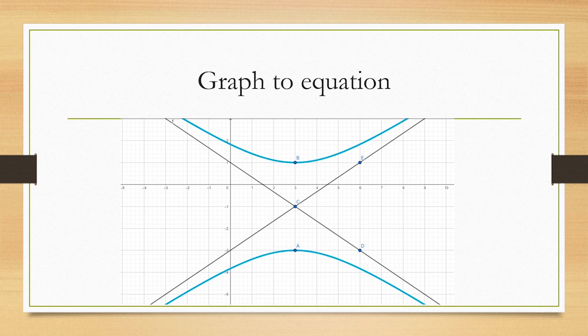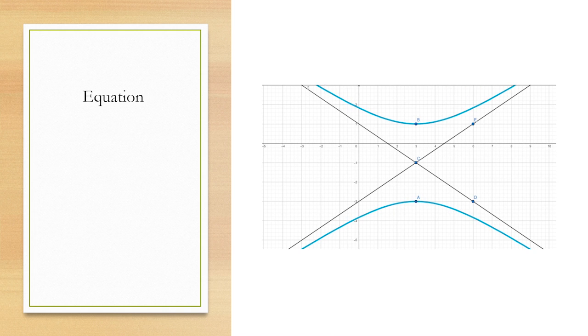In this part now, I will show you how to make an equation based on a graph. Let's use this graph as an example. So let's start. Right in the beginning, we see that the graph opens up and down. So we know that we are dealing with a y minus x equation.